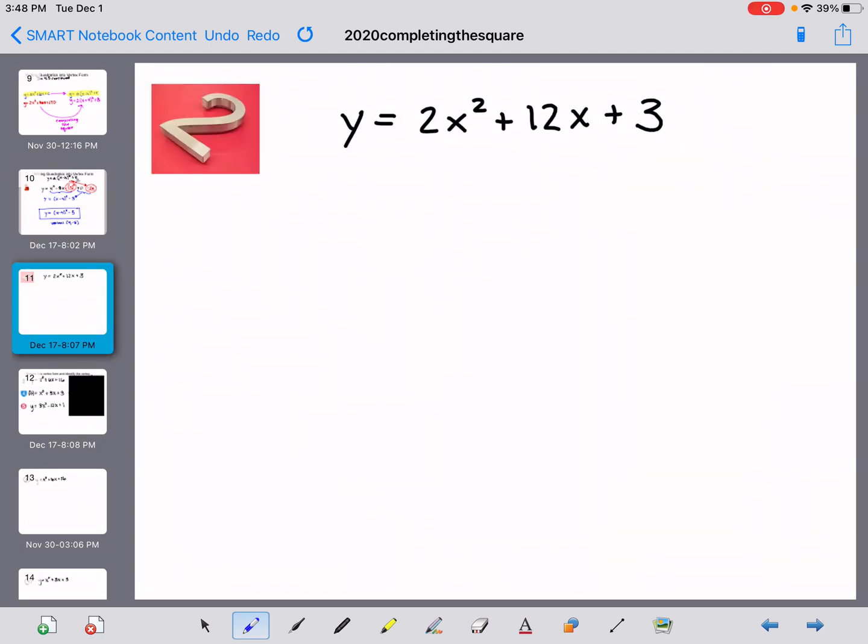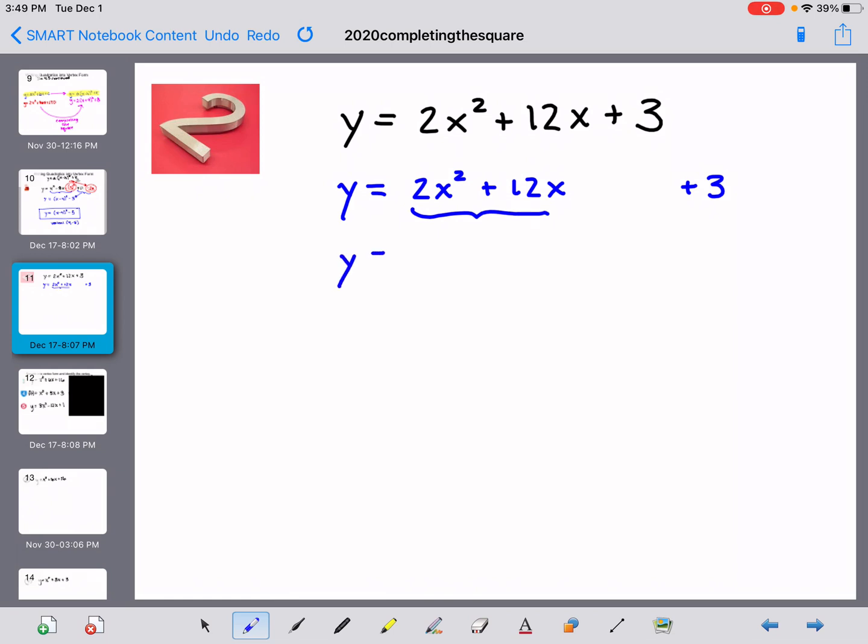So what happens if it's not a 1x squared, right? What happens if there's a 2 there or another number? I'm still going to move my constant off to the side. It's not a focus right now, that 3. I'm going to focus on this and say I need a 1x squared.